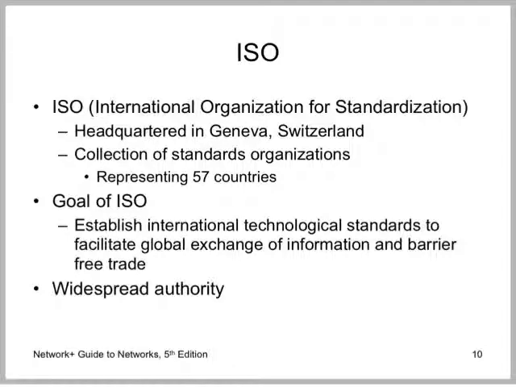And then ISO, the international standard for networking, the International Organization for Standardization. These folks are headquartered in Geneva, Switzerland. They have a collection of 57 countries. The goal of the ISO is to establish international technology standards across the board for free information like internet connection, Wi-Fi hotspots. You might have heard of WiMAX in global areas, in rural areas, and widespread authority the ISO does.